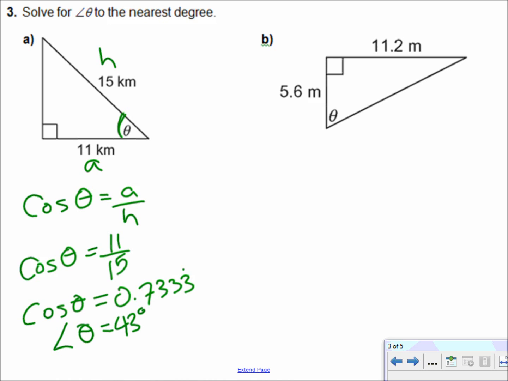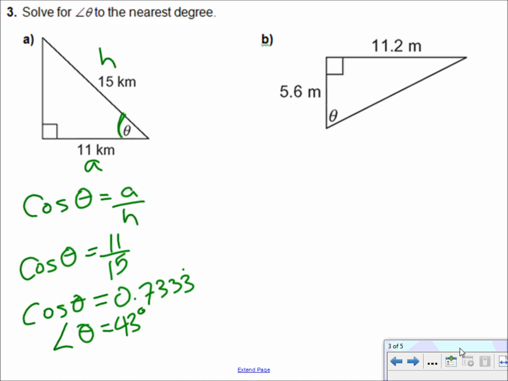Did anyone else get that? Yeah? Okay. So you're going to go 11 divided by 15, okay, and you'll get a decimal. Then you're going to go second function, cos, then second function, answer, and it'll give you the angle in degrees. Okay? Because it's the inverse of the function.